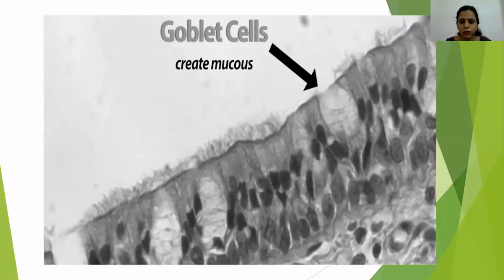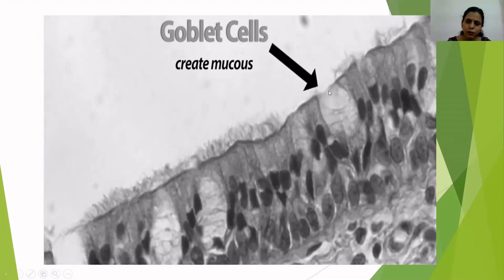Next slide actually shows you the real microscopic image of the inner lining of the trachea. Sometimes this image is also shown, and this image as such is given in the IGCSE papers also. So you should be able to identify which are goblet cells, which are ciliated epithelial cells, and which are the cilia.